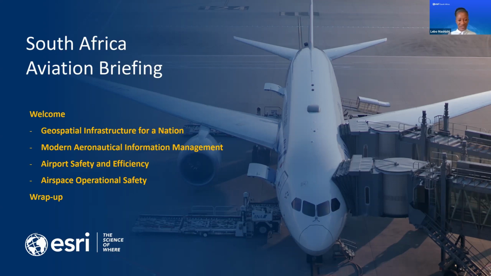So the whole idea today is definitely not to necessarily train you in terms of what GIS can do within your aviation and airports workflow, but to spark interest. I truly hope that you're going to enjoy it. On a high level, we are going to be looking at the geospatial infrastructure for the South African nation. So how can we, as the aviation and airports industry, contribute towards this big geospatial infrastructure of South Africa? We're going to be looking at more modern aeronautical information management, airport safety and efficiency, and lastly, airspace operational safety. It will be a combination of presentations as well as demos that we are going to be taking you through. I'm really excited about this webinar.